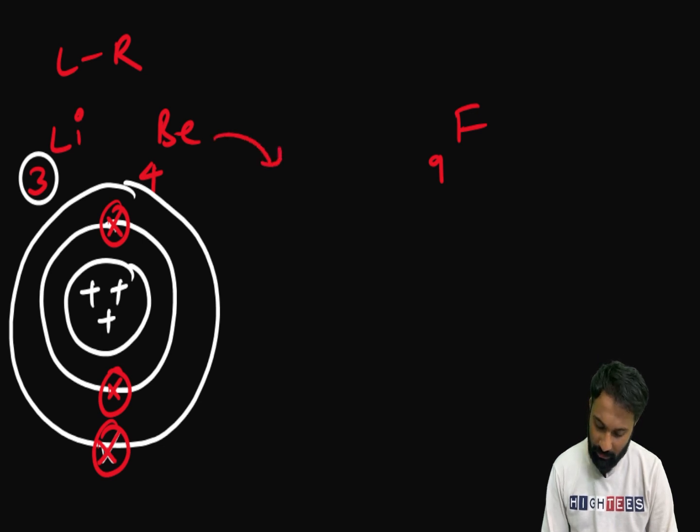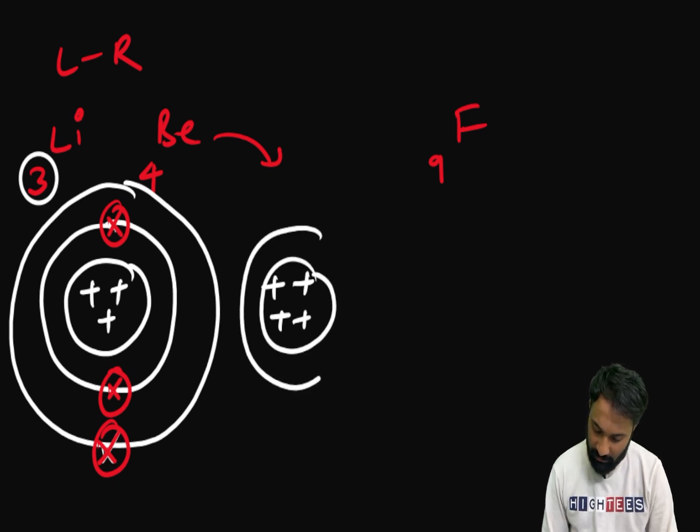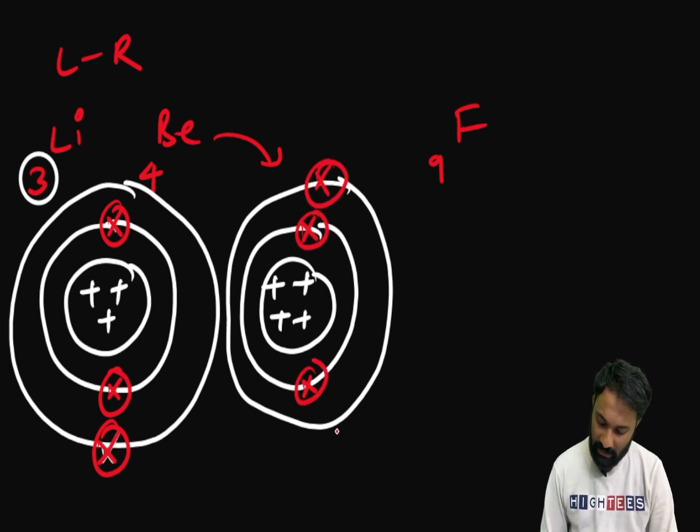Now comes to the beryllium case. How many protons are there? 4 protons are there. Why? Atomic number is 4. Now comes to the shells. First shell can accommodate 2, and the second shell can accommodate 2. Now compared to beryllium, lithium has the higher size.